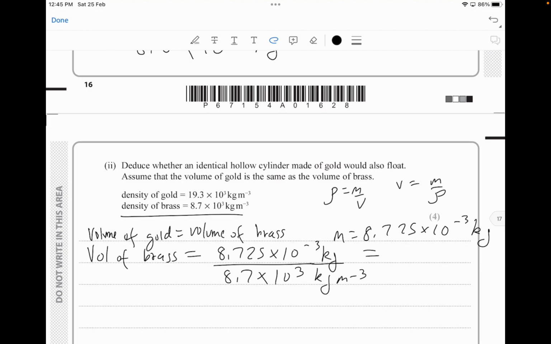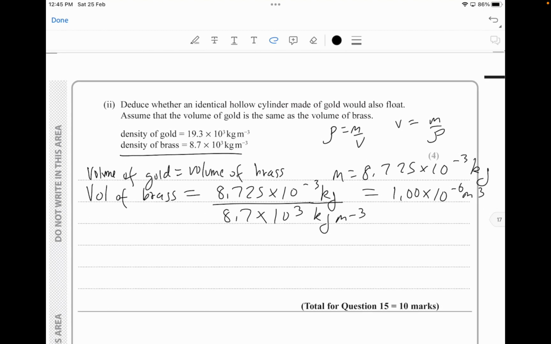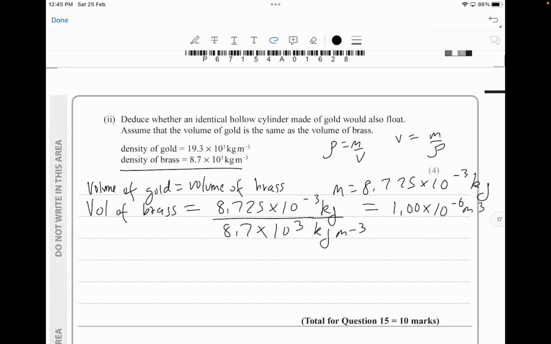So we're going to put this in our calculator, and we're going to get 8.725 times 10 raised to the power negative 3 divided by 8.7 times 10 raised to the power of 3. And it's going to give us 1.00 times 10 raised to the power negative 6 meter cubed. Now this is the volume of brass, and we know that this is also equivalent to the volume of gold. So indirectly, we can say that the volume of gold is the same as the volume of brass. So what we have to do is calculate the mass of gold.